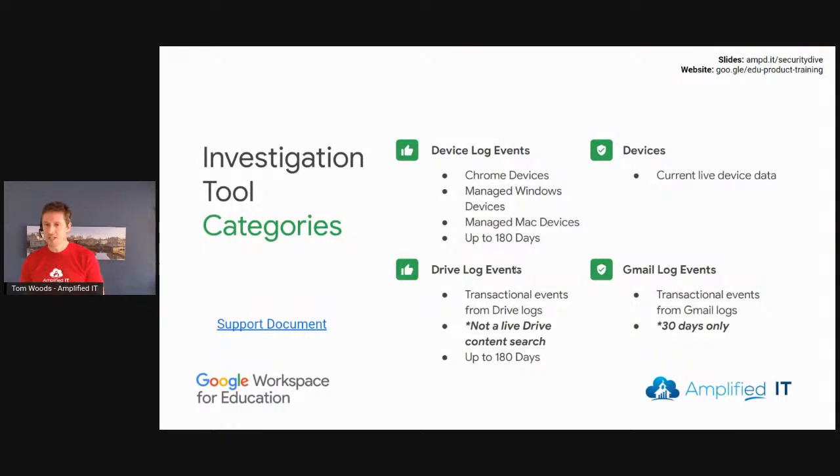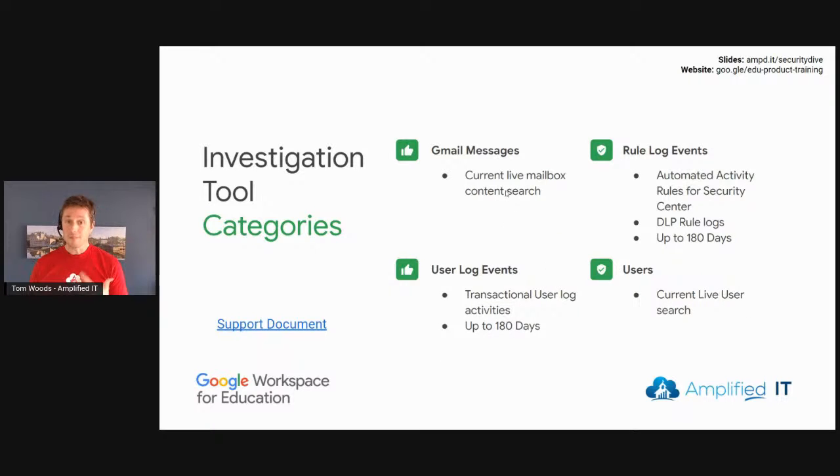We're going to cut back here and just take a look at a summary of, like you saw on the dropdown, all the things we can do with the investigation tool, from device logs to Drive to the 30-day Gmail logs to the live mailbox search, which is super powerful. Any rules you create in the admin console, we can search through those logs in creative ways. The user logs about signing in and things like that, the transactional pieces, a live user search, who right now in our domain is using two-step verification, report. And then again, pivoting and digging into that further.